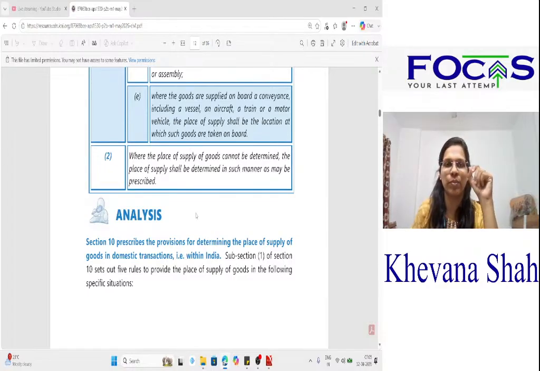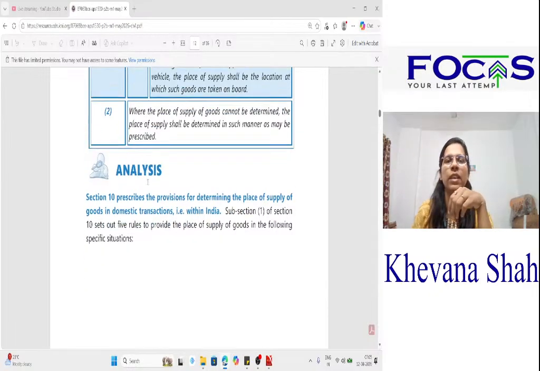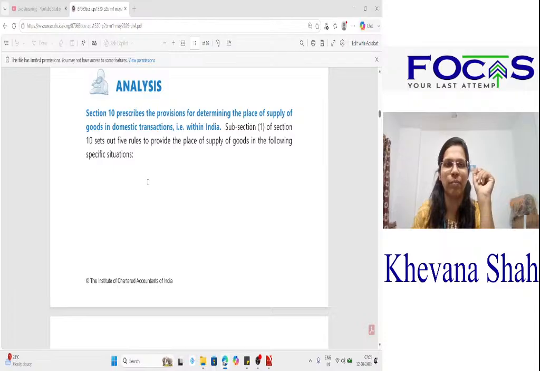And your section 10(2) says, where the place of supply of goods cannot be determined, the place of supply shall be determined in such manner as may be prescribed. So in case it is not determinable based on all of these, then there are certain prescriptions which are given. Accordingly, you will be deciding the place of supply.